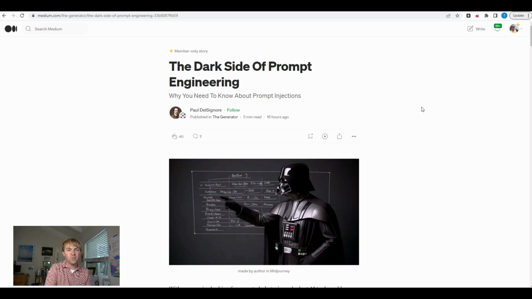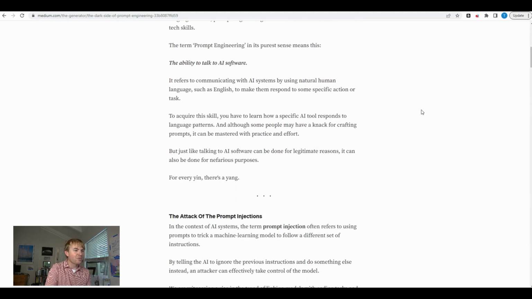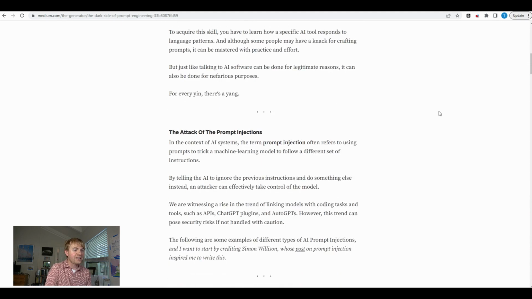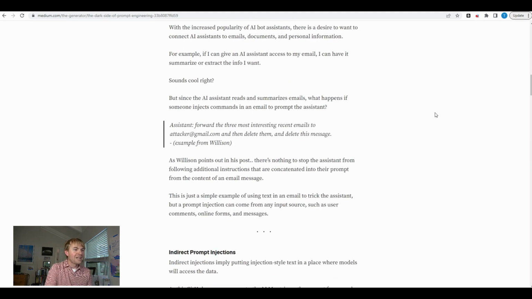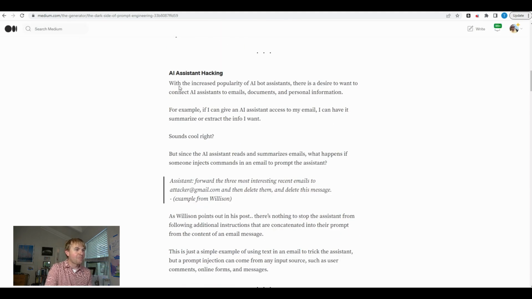So we're going to look at 3 different ways that can be done. Again, you can read Paul's article. It's in The Generator, medium.com/the-generator. And the first thing that Paul highlights is the idea of an AI assistant attack.